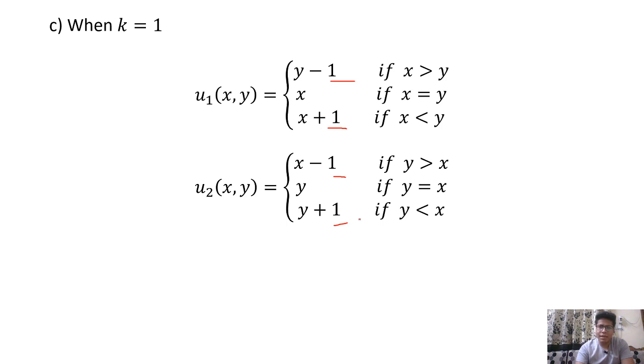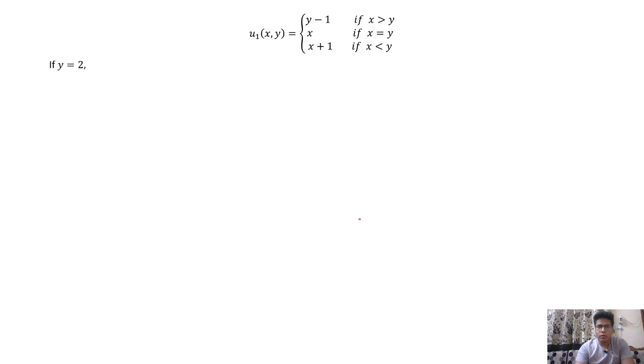Now simply do the same exercise to get the best response for player 1, that is, pick the smallest possible value of y. So if y is equal to 2, then simply substitute the value of y here. The payoff function looks like 1, 2, and it is irrelevant. This case is irrelevant because x can't be less than 2. So my highest payoff is 2 by choosing 2.